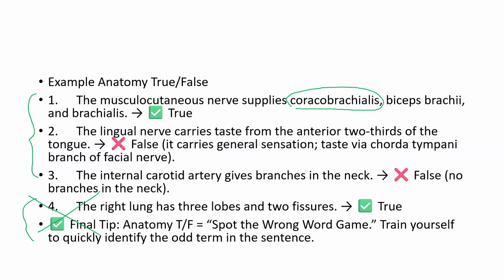Okay, again, here we have: the right lung has 3 lobes and 2 fissures. So that's true. If you are not sure, don't mark it. Then leave it and we will move to the next one. So like that, we have to work on that one.